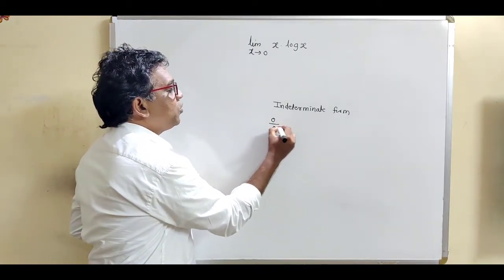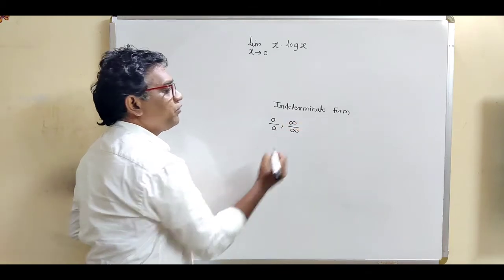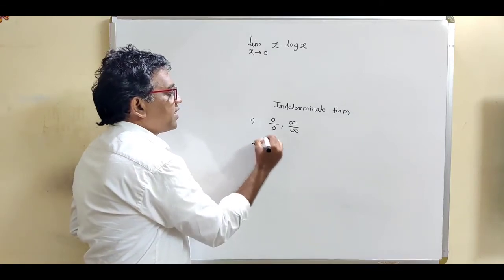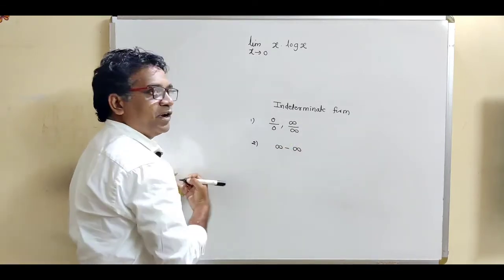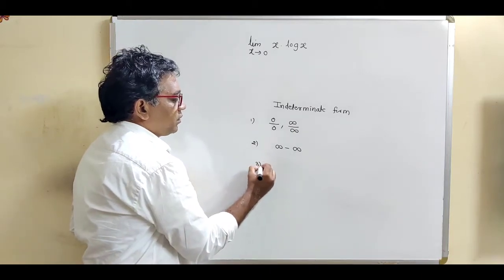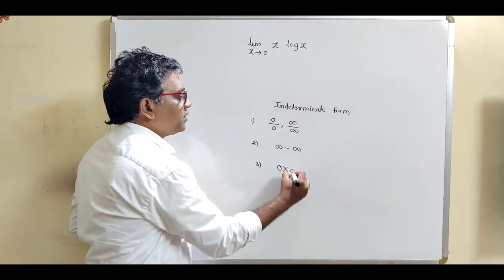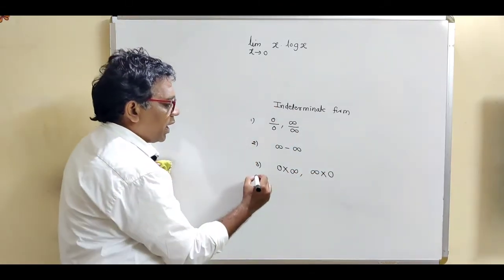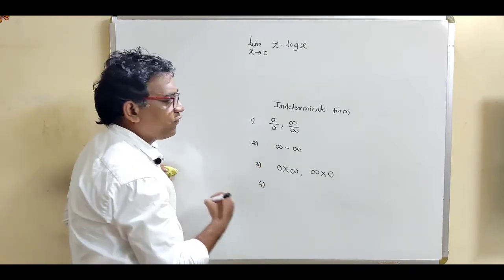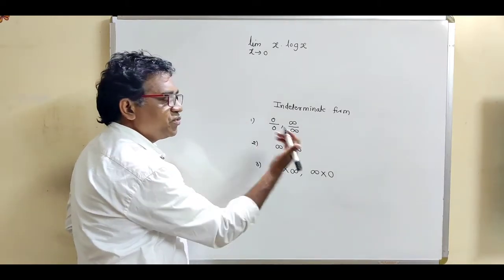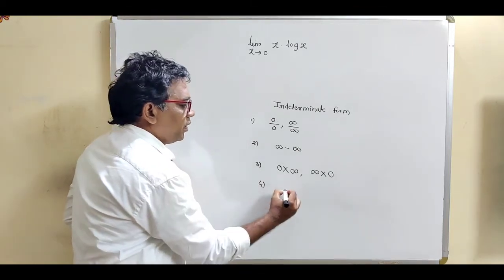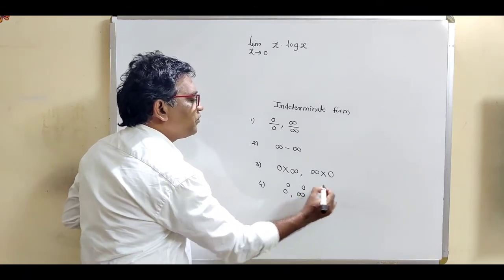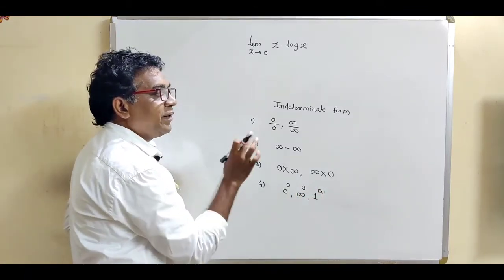The first form 0 by 0, infinity upon infinity, which is the division form. Second form infinity minus infinity. Third form the product form 0 with infinity or infinity with 0. And fourth type of indeterminate form, it is function raised to another function. It is 0 raised to 0 or infinity raised to 0 or 1 raised to infinity. These are called the indeterminate forms.